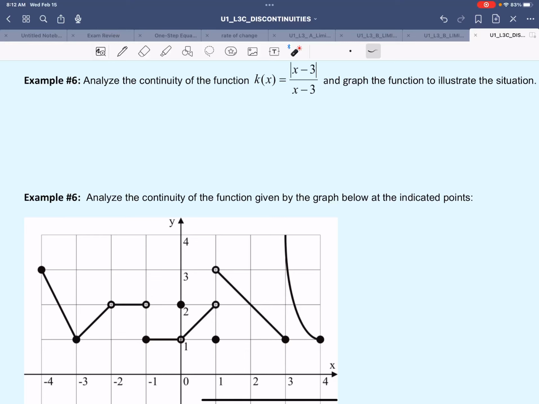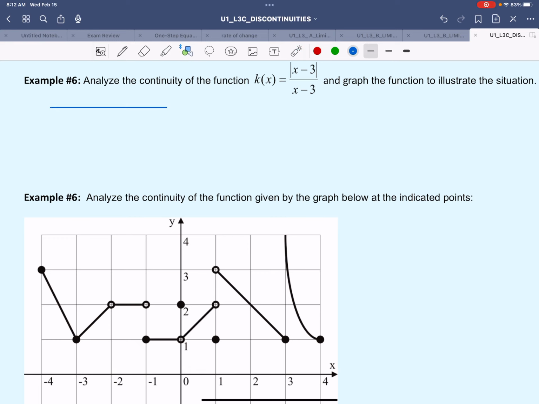In this lesson, we're exploring function continuity, and we're going to take a look at this very interesting example. We have k(x) equals the absolute value of x minus 3, divided by x minus 3. As you can see, we have a rational function that contains an absolute value. Before we go over this example and discuss its continuity, I want to talk a little bit about absolute value numbers. That's where we start from.